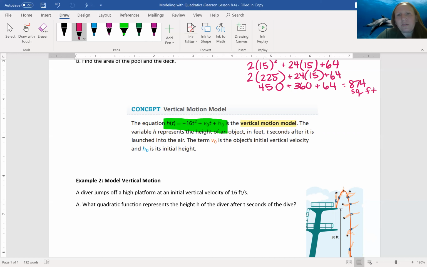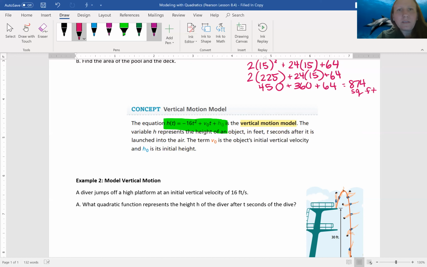So when something is thrown in the air, or when something jumps off of something, it could even be where you're just dropping it from a certain height and not necessarily throwing it, you're going to use this vertical motion model. So h is the height in feet. T represents time in seconds. Those other things in there, that v sub 0, that's just standing for something's initial velocity. Velocity is speed, although speed with a direction, but for our purposes, it's just speed. So the initial velocity, and h sub 0 is its initial height.